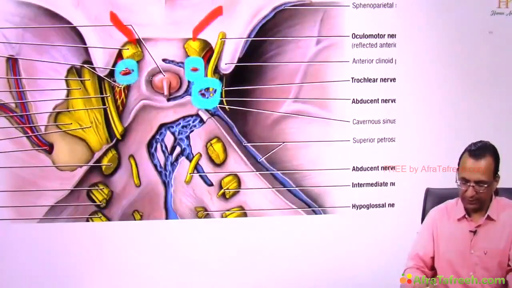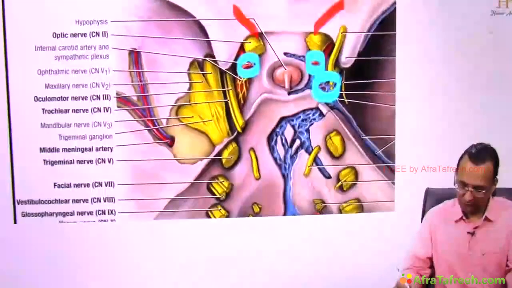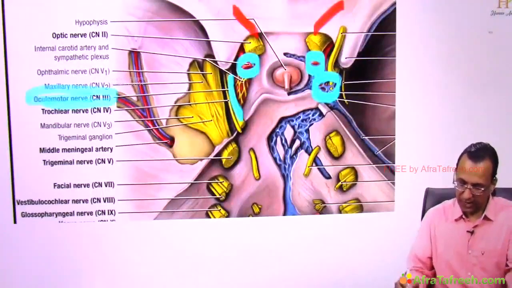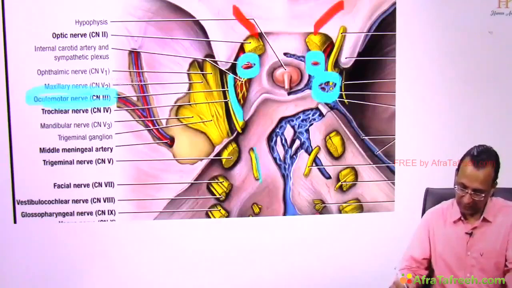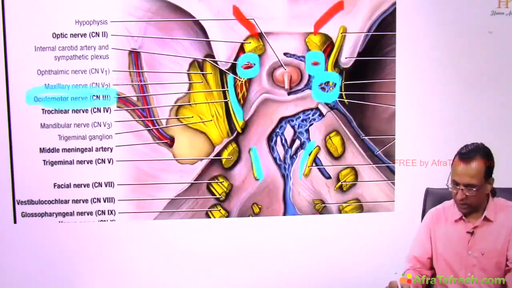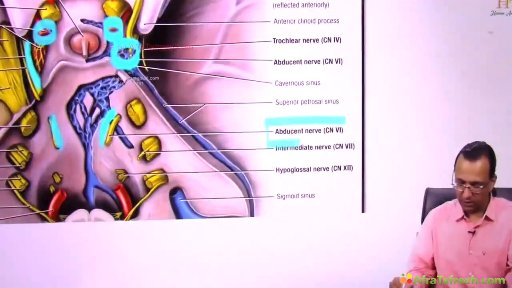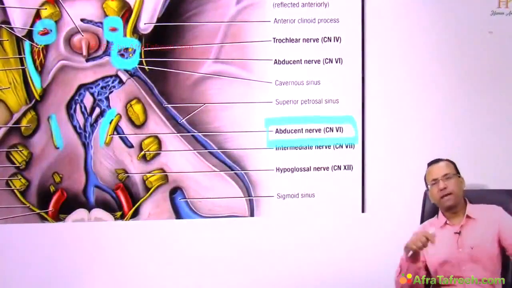Then which nerve is more medial? That is oculomotor. And which nerve is this and this? That is actually abducent, the sixth nerve. So how do I identify the abducent nerve?